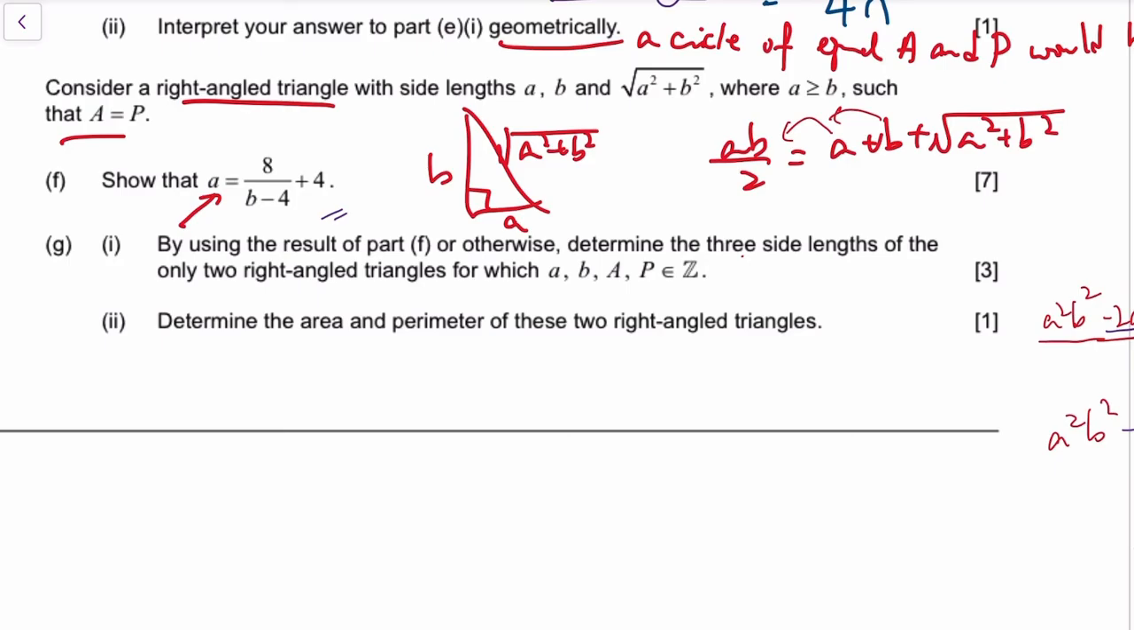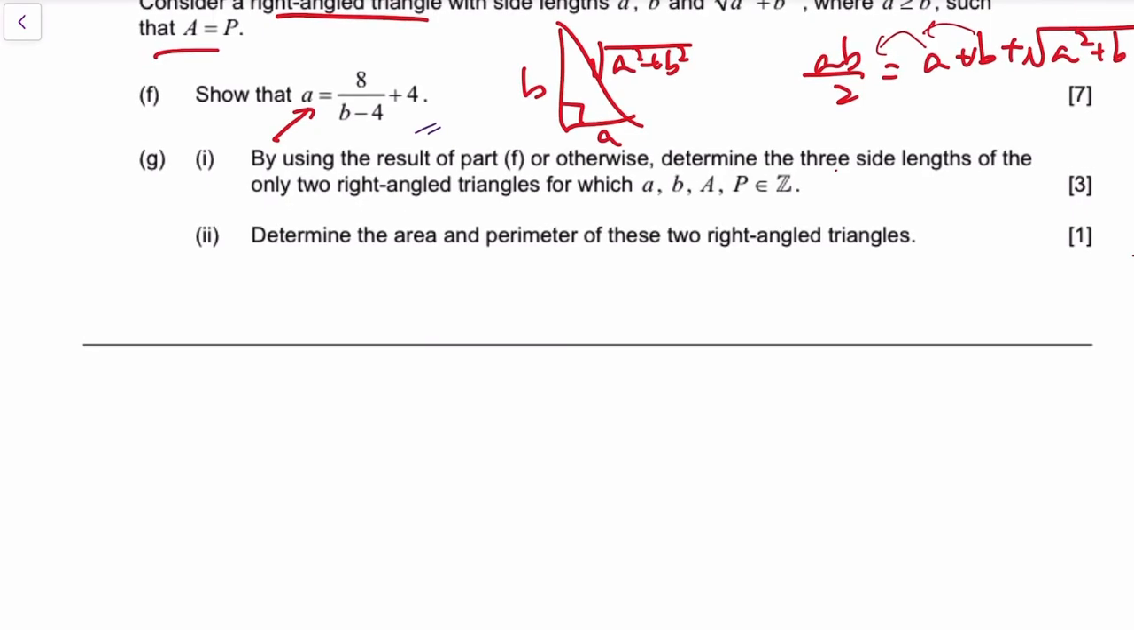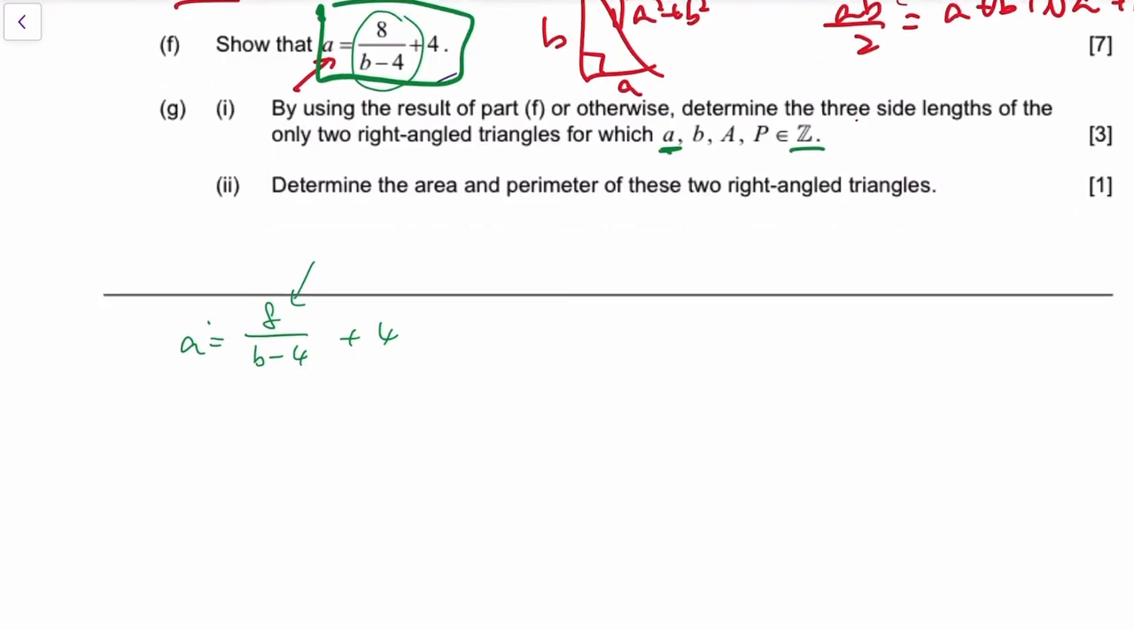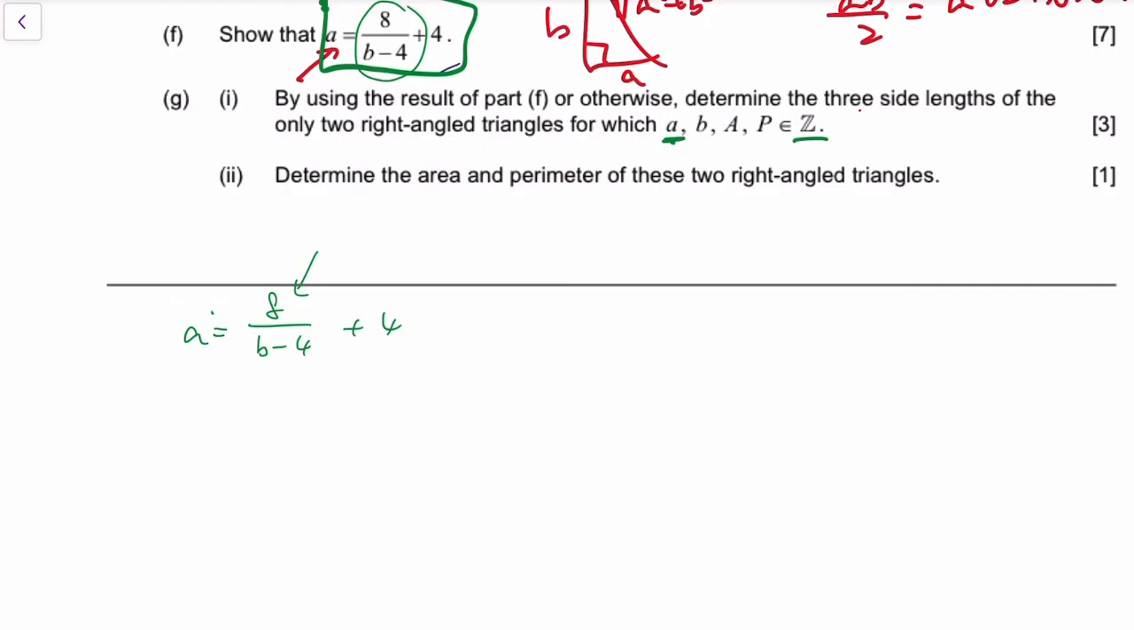Then use the result of F. Determine the 3 side lengths of the only 2 right angle triangles for which a, b, and capital A, capital P are all integers. Wow. That looks hard. Okay, so how do we start? We need A to be an integer, but A is this, where there is a fraction there. So we need that fractional part to be an integer. Right? How can that be an integer?